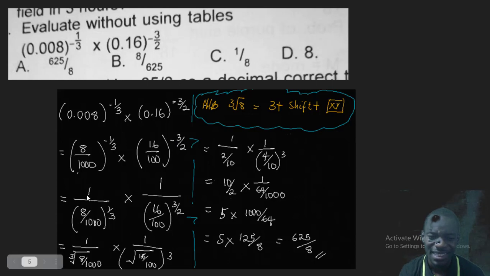Right? Now the 3 below in the power, that's the fractional power, will become the cube root. So it becomes 1 over the cube root of 8 over 1000, times 1 over the square root of 16 over 100.